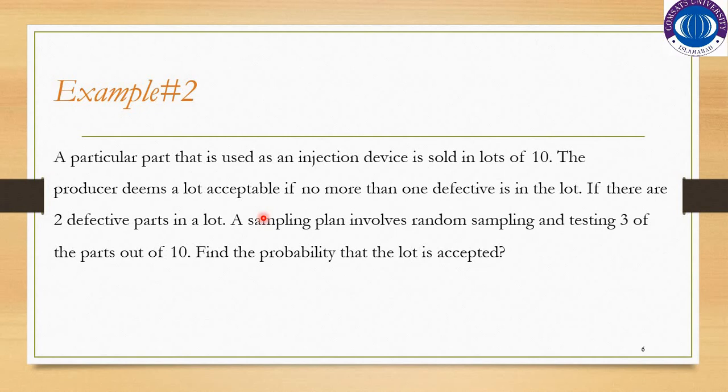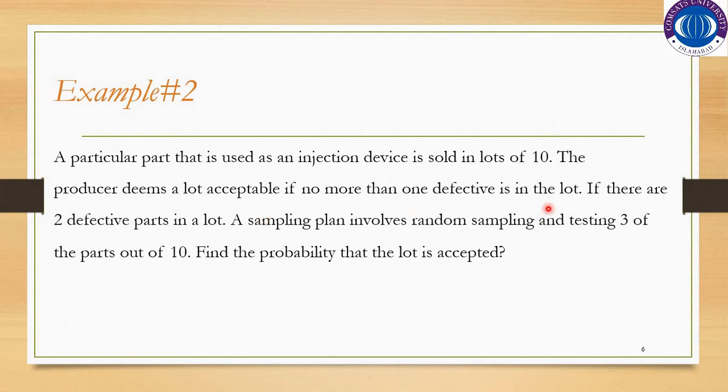So there are lots in which we have 10 parts of the injection devices, and the producer says that if he finds more than one defective in the lot, he will not accept the lot. So the minimum tolerance level is 1 defective. If the lot of 10 has more than 1 defective, the lot will not be acceptable. He will accept the lot only if there is no defective in the lot or only 1 defective in the lot.